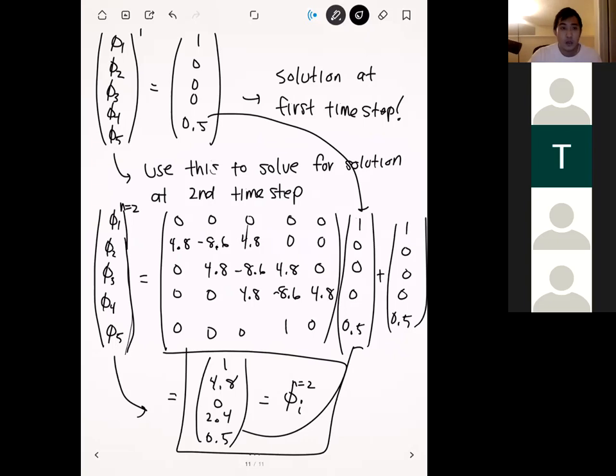Okay. All right. And so we're out of time for today. So I'll show you the implementation of this in MATLAB on Monday. And then we'll finish that up, and then we'll learn about implicit Euler.